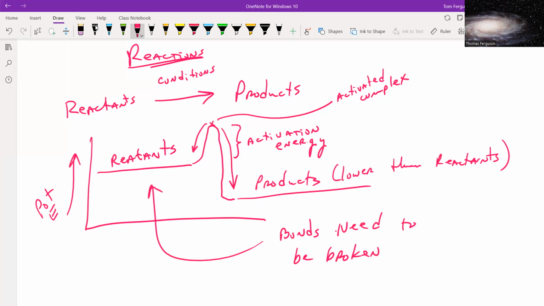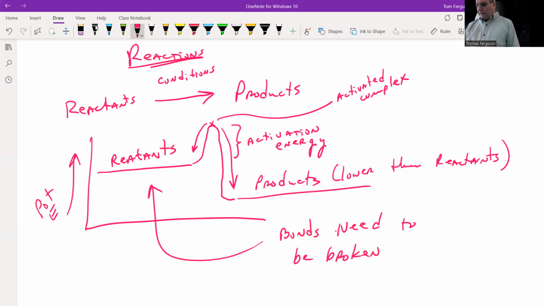You always have a mixture of beginning stuff and ending stuff, always. And it depends on a bunch of factors. How much more stable is the end product versus what you're starting with? What's the activation energy? A whole bunch of little variables there. Okay, so this is kind of what happens in a reaction.